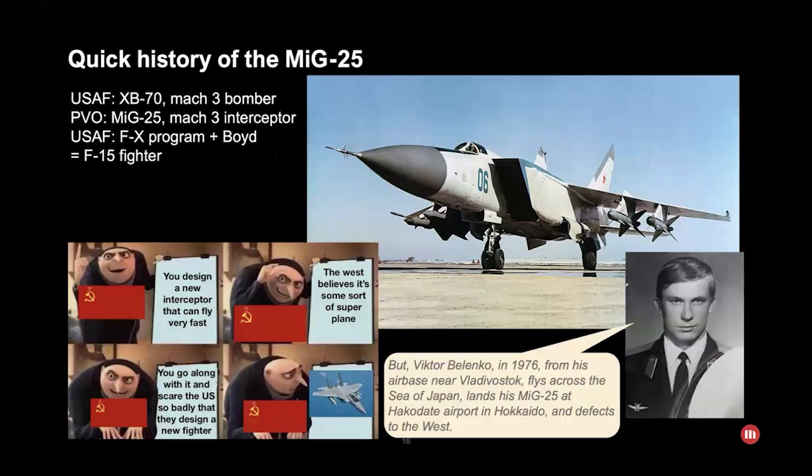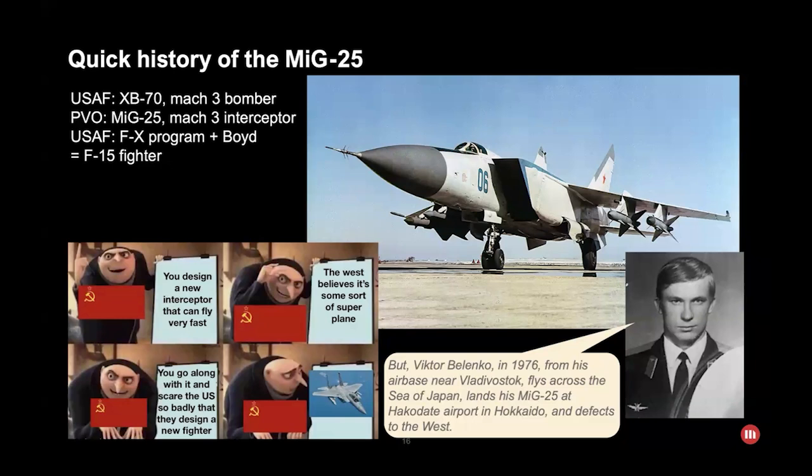I couldn't resist putting this in. This is the quick history of the MiG-25. The MiG-25 comes along because the Soviets got really scared about the XB-70, the Mach 3 bomber, and they designed the MiG-25, the Mach 3 interceptor, right? And this scares the West. They think it's a super plane. They say, oh no, we gotta... this ultimately ends up with the FX program, plus a little help by John Boyd, and you end up with the F-15 fighter.